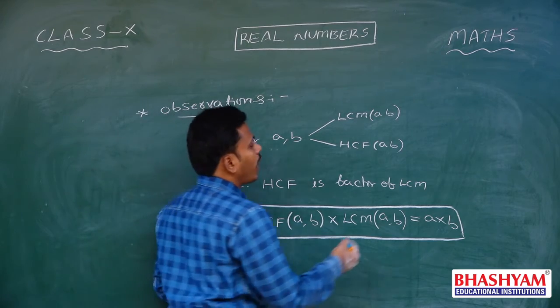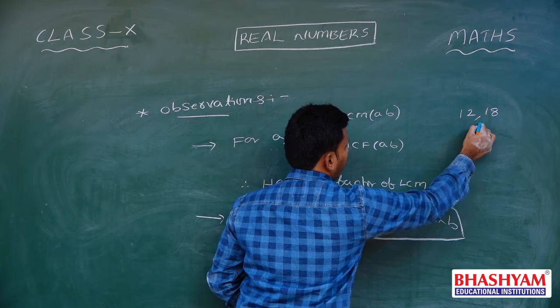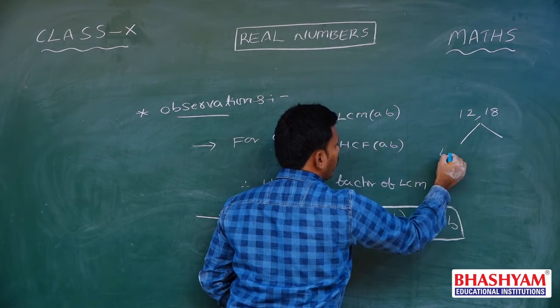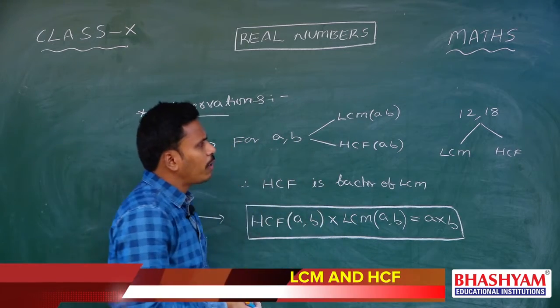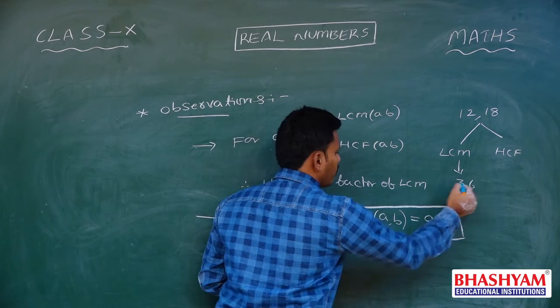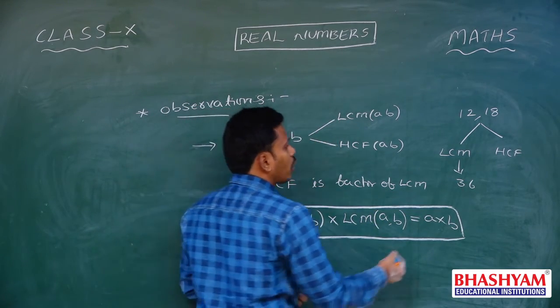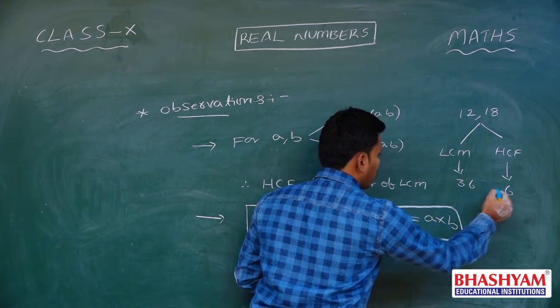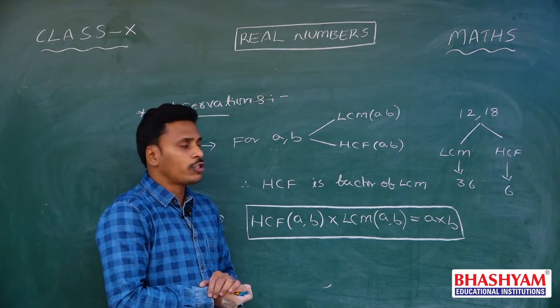Suppose you look at an example, we already found the LCM and HCF for 12, 18. What is the LCM and HCF for 12, 18? We found the LCM by using all the three methods, and that LCM is 36, right? And the HCF of the numbers, we found it as 6. So for 12, 18, LCM is 36, HCF is 6.